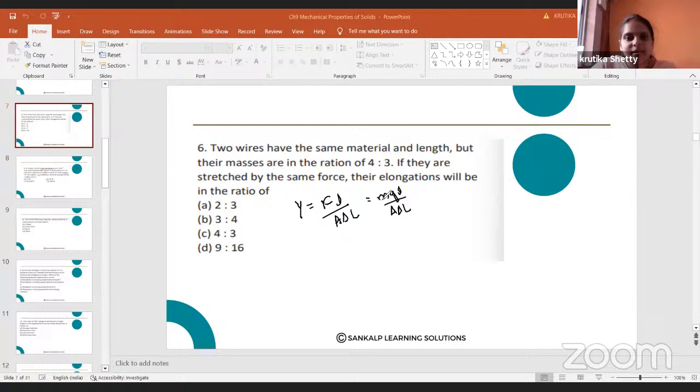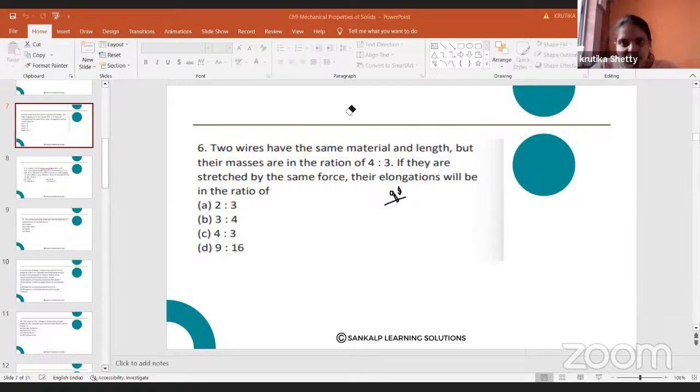It is 3:4. Yes, Harshita. So it is 3:4, right? I hope you are understanding this mass and elongation, delta L relation. From this formula we know that it is inversely proportional. Therefore it is 3:4. We can prove it also.